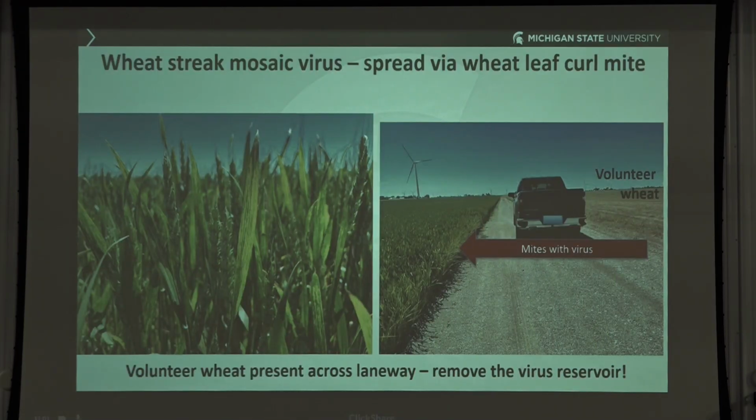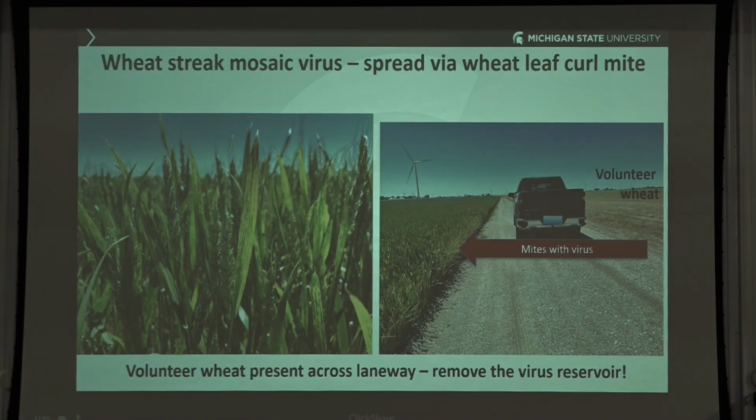In terms of management, one of the most important things is trying to manage volunteer wheat. We really don't want to have volunteer wheat across the laneway from our next planted crop. We got burnt on campus with some work that Kurt Steinke was doing next to us. He hadn't terminated his volunteer wheat, and sure enough, we had wheat streak mosaic virus come across the laneway and experience this similar type of phenomenon.